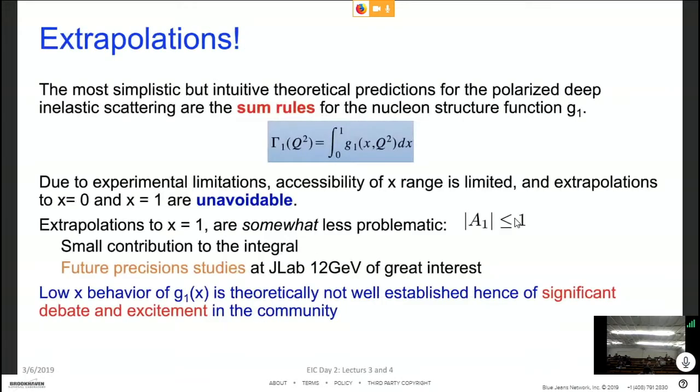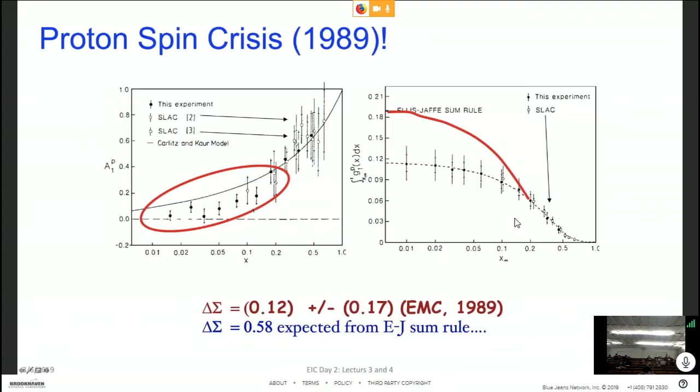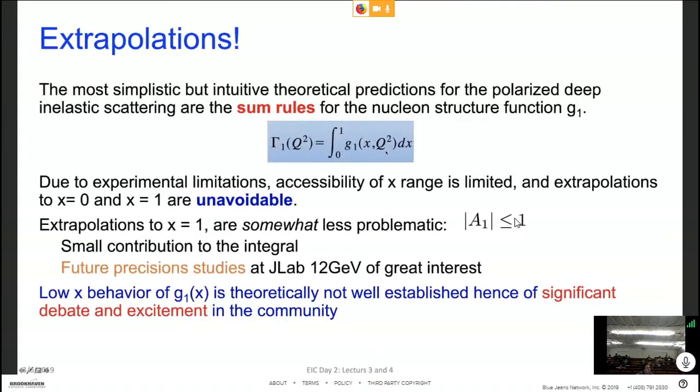So I mentioned to you that we need to go to some rules to get to the values of G1. We have to integrate them, and extrapolation is unavoidable. The high x extrapolation, as you can see, is a small effect here on the right-hand side. The major part comes from the low x part, because that's where the problem is. So we had to go to low x with a large focus.